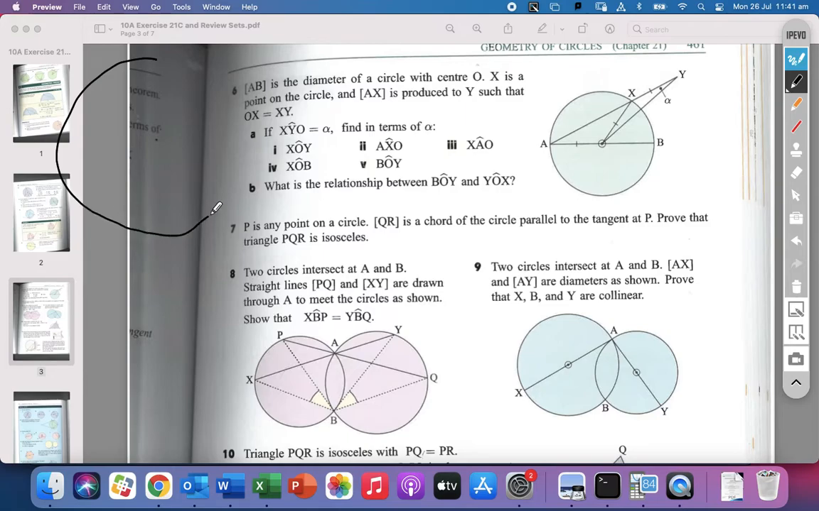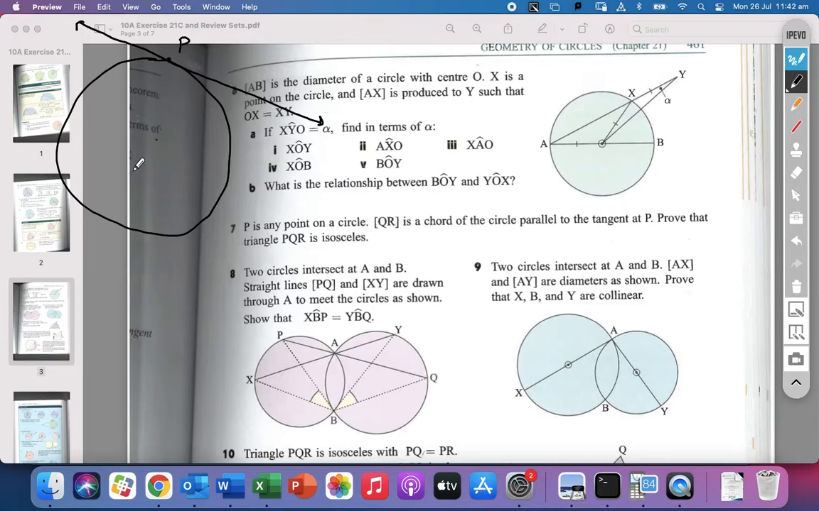So we draw our circle because every question has a circle. P is any point on a circle. I'm going to put it up the top of the circle, I think. There. And label it as P. QR is a chord in the circle parallel to the tangent at P. So there's a tangent at P, which I'm going to try and draw somehow. All right, there's my tangent at P.